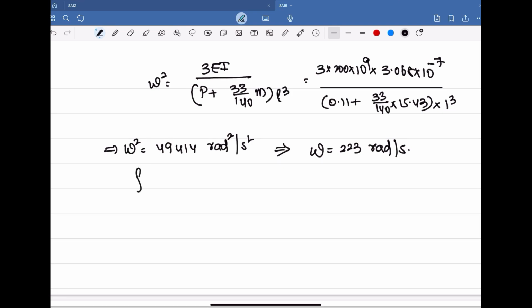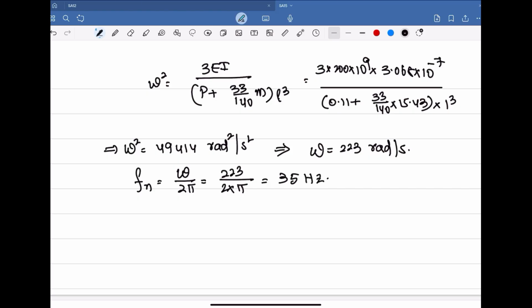Natural frequency in hertz is equal to omega by 2 pi. That is equal to 223 divided by 2 into pi, that is equal to 35 hertz. This is the natural frequency of a cantilever beam having a length 1 meter and having 15.43 kg self weight and applied by 0.11 kg external load. It has a natural frequency of 35 hertz.